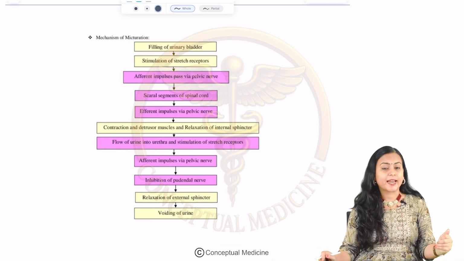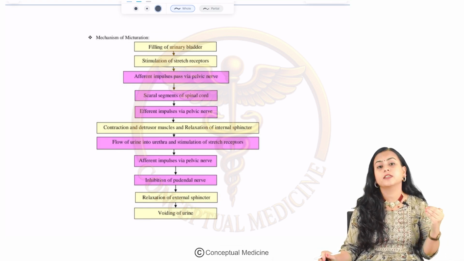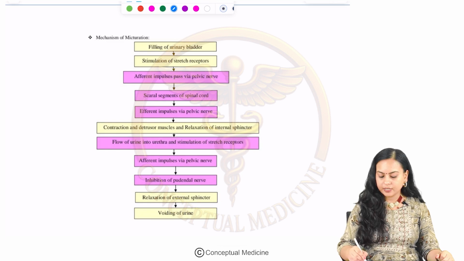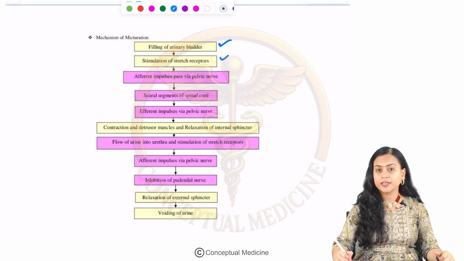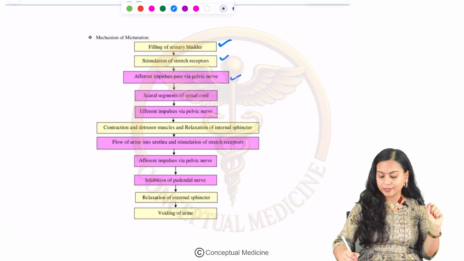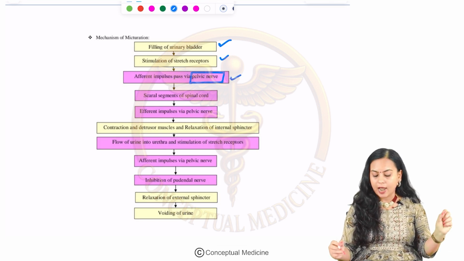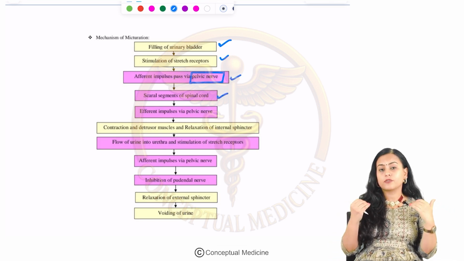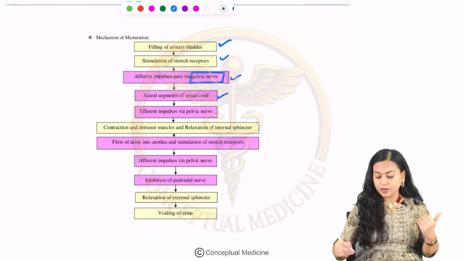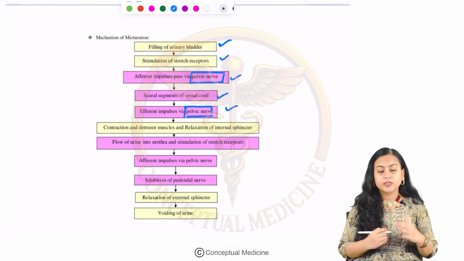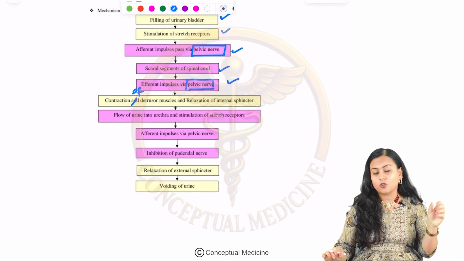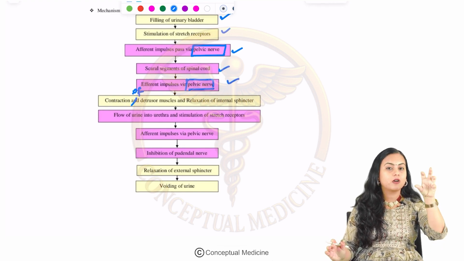So, let's discuss the mechanism of micturition here so that you will know how incontinence is happening and how to manage incontinence as well. When the bladder is getting filled, there will be stimulation of the stretch receptors in the bladder that will send afferent impulses, and the nerve here is the pelvic nerve. This will reach the sacral segment of the spinal cord, and from there efferent impulses will be given to the bladder again through the pelvic nerve. So, there will be contraction of the detrusor muscles and relaxation of the internal sphincter. That is how the urine is going to come out.